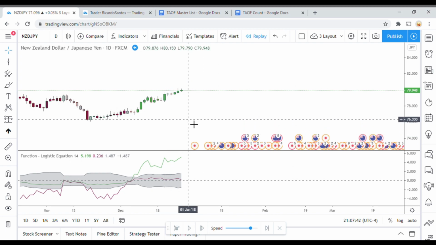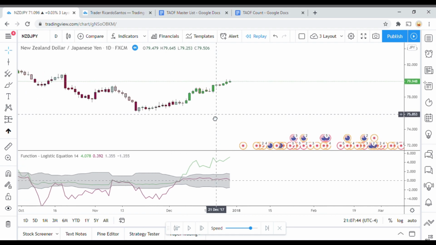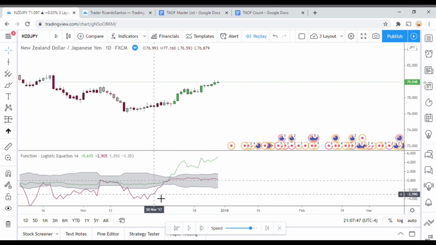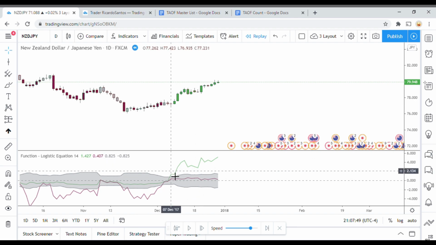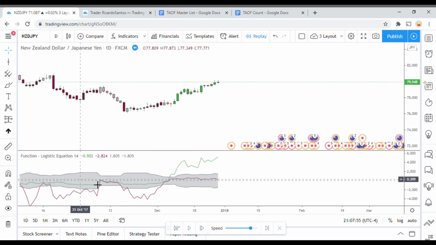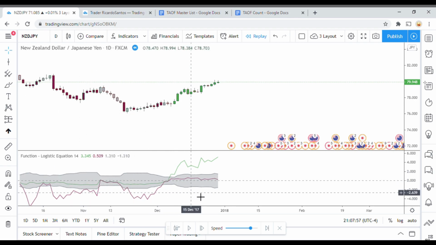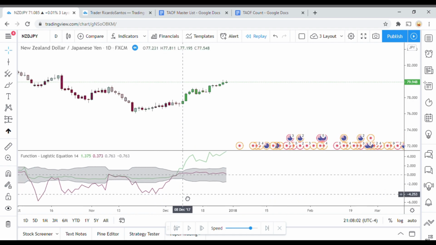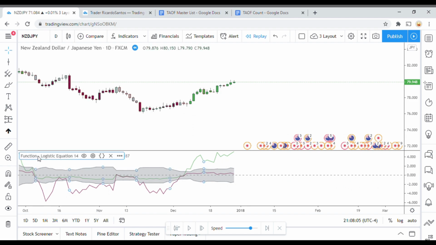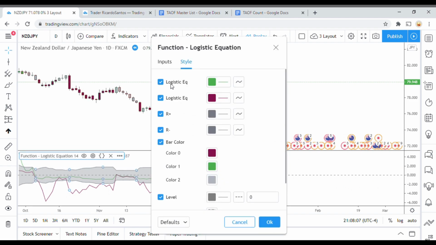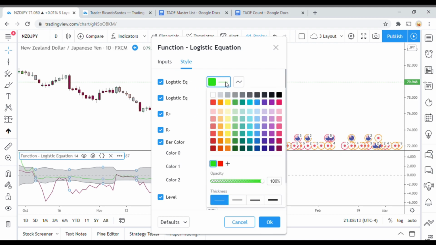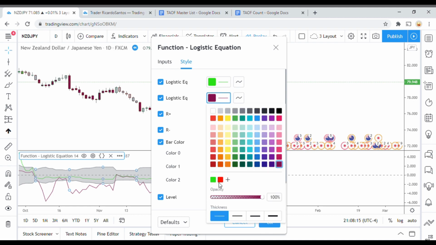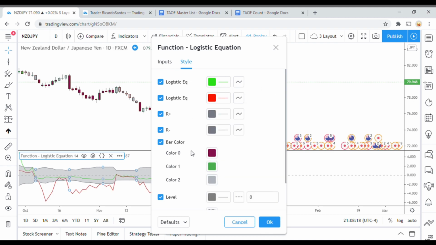All right. So today's indicator is the function indicator. So it's basically a two-line cross, and it also has a channel which acts as a filter to filter out choppy or ranging markets. So pretty interesting. I am going to go in and make some slight modifications to some of the colors on this. You all know how sometimes these colors drive me insane.